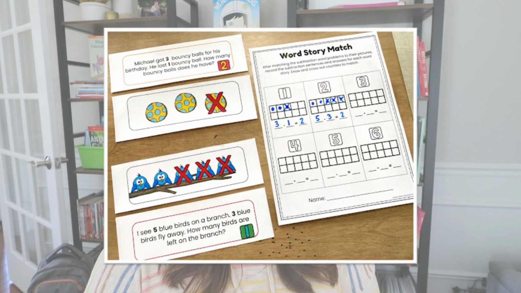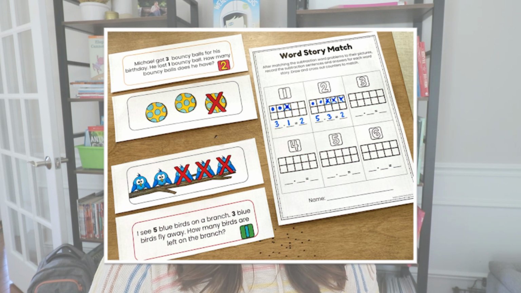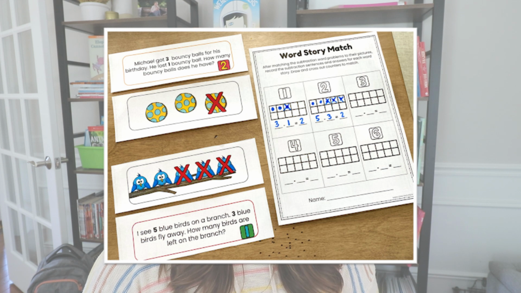This is word story match, so this one's a little trickier because here students will have to read the word problem. Michael got 3 bouncy balls for his birthday. He lost 1 bouncy ball. How many bouncy balls does he have? They have to actually look and find which one of these images matches that problem.